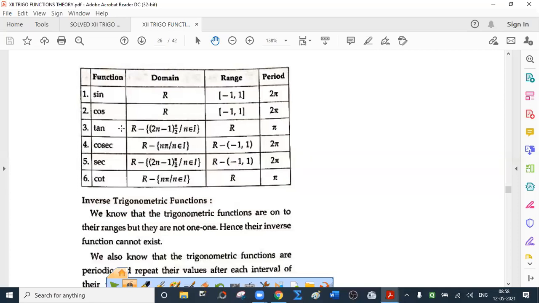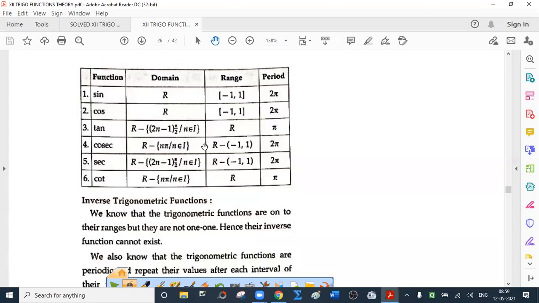We know that the tangent ratio of angles like pi by 2, 3 pi by 2 is not defined. So what is the domain for the tangent function? All real numbers except odd integral multiples of pi by 2. Pi by 2 means 90 degrees. 2n is always even, 2n minus 1 is always odd. So all real angles except odd integral multiples of pi by 2. That is the domain of the tangent function. Now the tangent ratio can assume any real value, so this is the range. What is the period of this function? Pi.